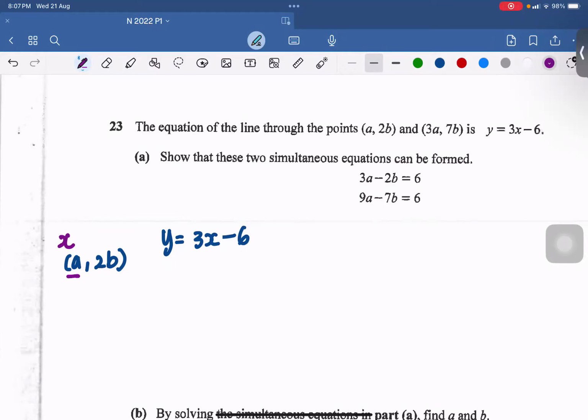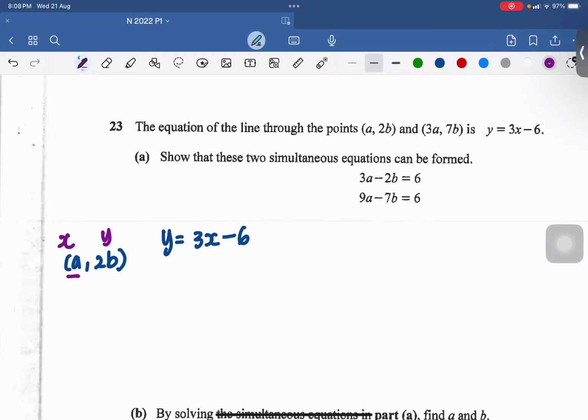X value equals to which letter? What's the x? What's the letter? Sorry. Oh, nobody answer me. X change to what? Yes, correct, A. Then y now change to what? Y change to what? Not 3x minus 6. No, the number over here. Observe this. Oh, the 2b. Y change to 2b, okay?